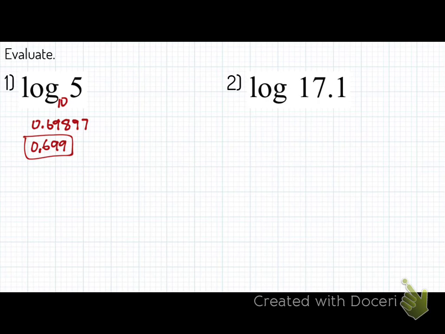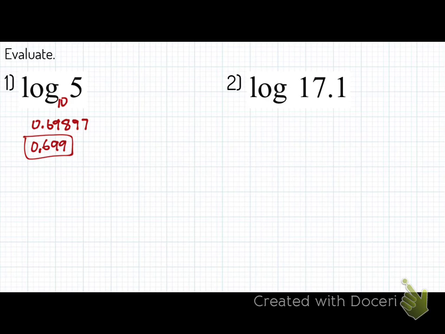Okay, number 2, common log of 17.1. Let's approximate it. Before we put it in the calculator, what do you think it should be? Between what two numbers? What's common log of 10? 1. What's common log of 100? 2. Is this number going to be closer to 1 or to 2? 1. So it's going to be like 1.1, 1.2. Okay, that's an approximation. So let's put it in our calculator.